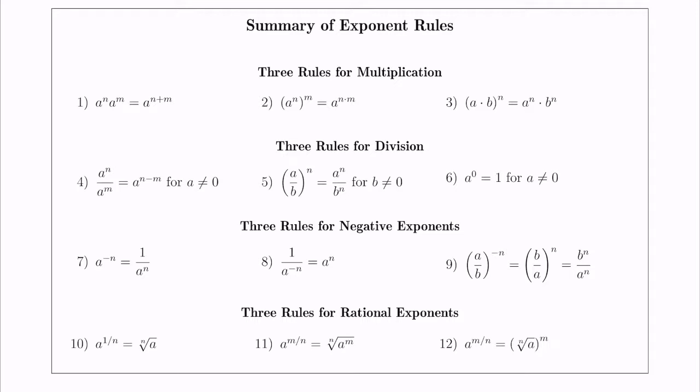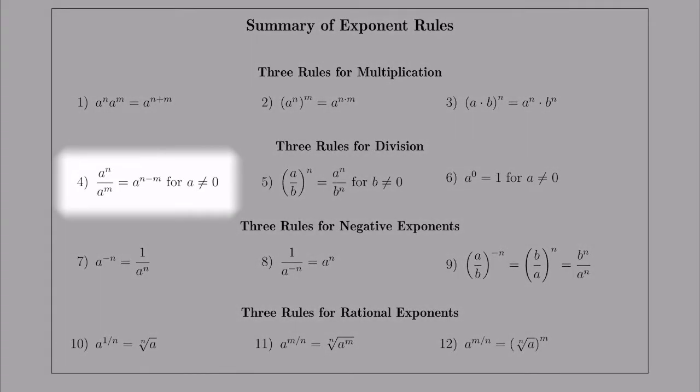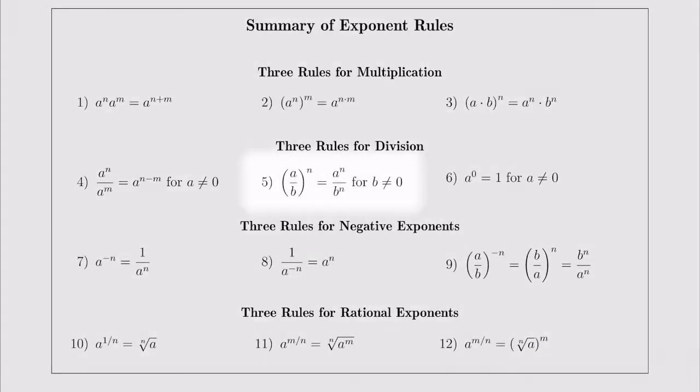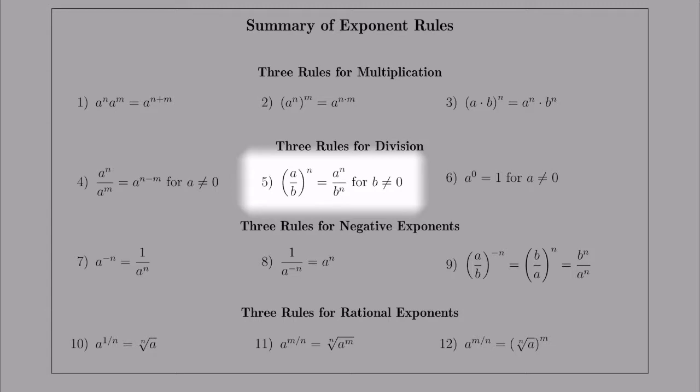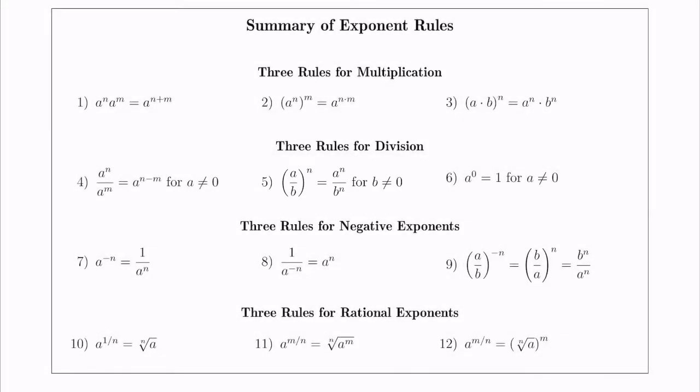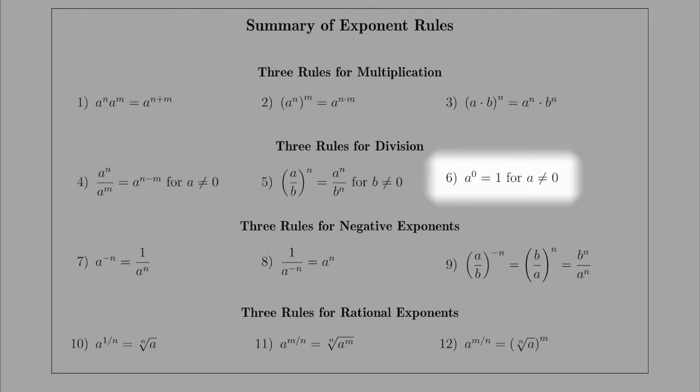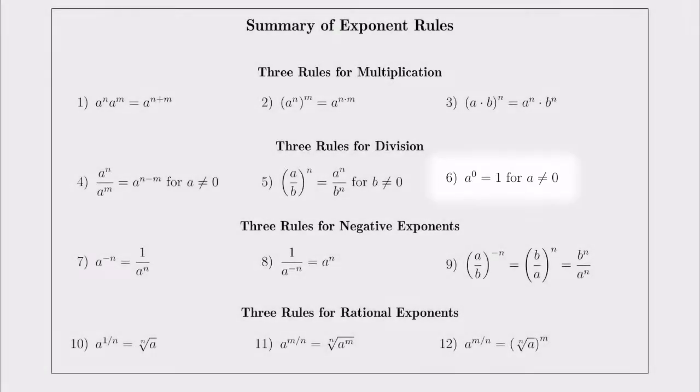Then there are 3 rules for division. The first rule for division is the counterpart for the first rule for multiplication. When we were multiplying, we added the exponents, so when we're dividing the same base, we can subtract the exponents. The second division rule says if we have a fraction in parentheses raised to a power, we can apply that power to both the numerator and denominator. That is the counterpart for the third multiplication rule. And the third division rule says a to the 0 equals 1.